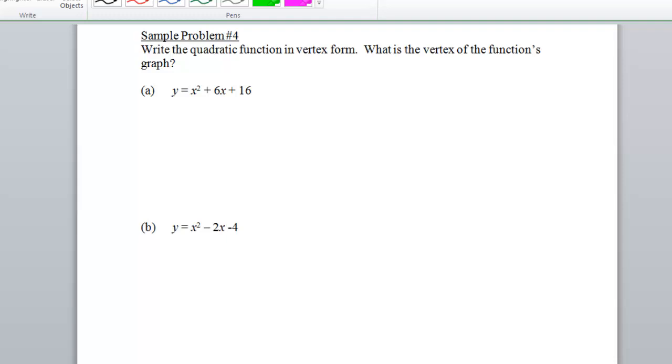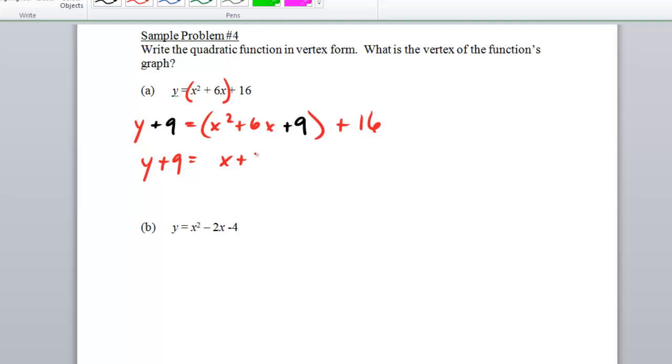Okay, so the first thing I want to do is group these off. I want to complete the square for x squared plus 6x. And in doing that, I'm going to end up adding 9 to both sides here. So I'm going to have x squared plus 6x plus 9, and I want those grouped away from the 16. And then when I do that, I'm going to create a perfect square trinomial. So I have y plus 9 equals (x plus 3) squared plus 16.